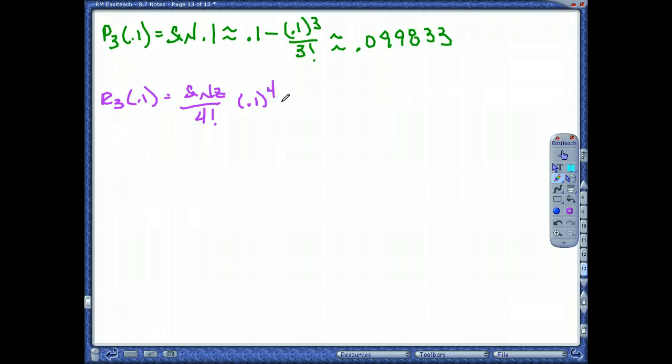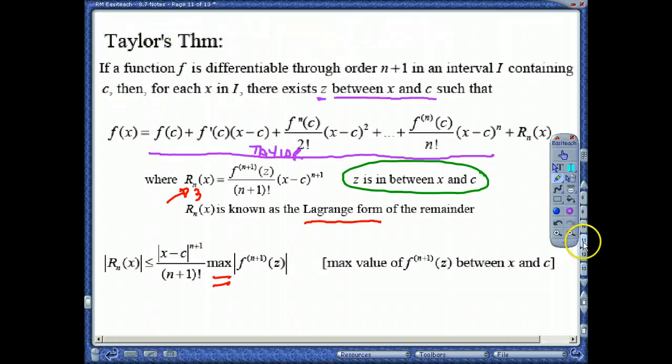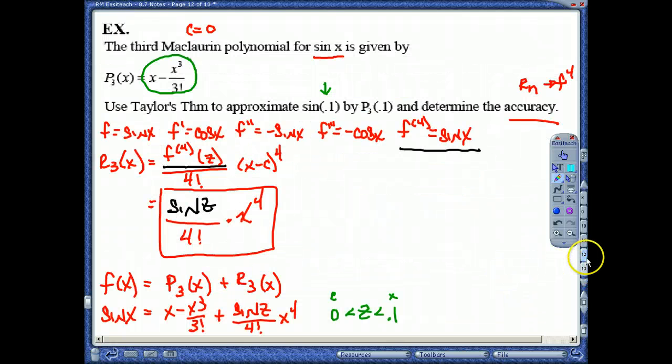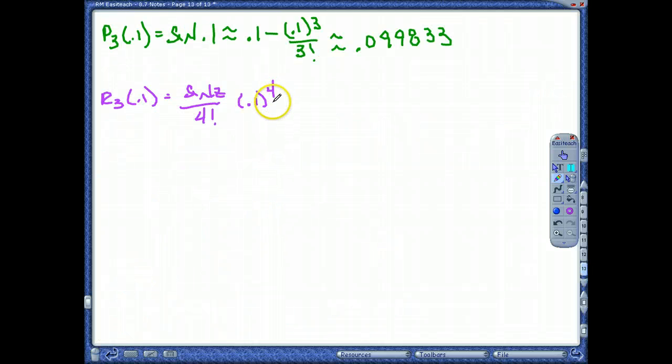Okay, and if you remember, we want to maximize this guy right here. We've already used this part of our Taylor polynomial. Now we need to think about that max. So when I'm thinking about that max, I have got to think about how big my sine can be.